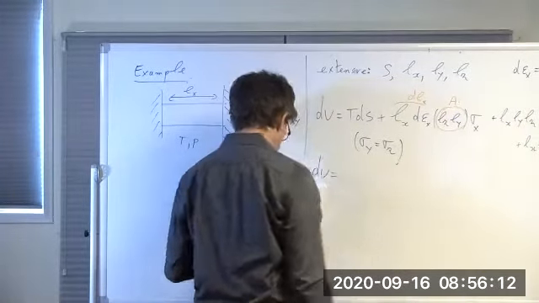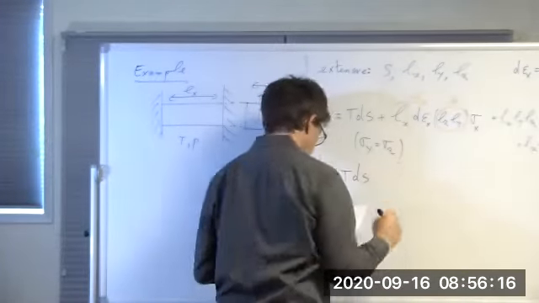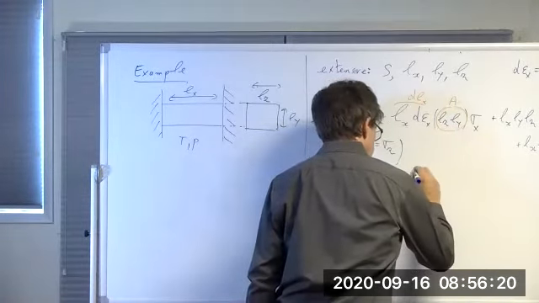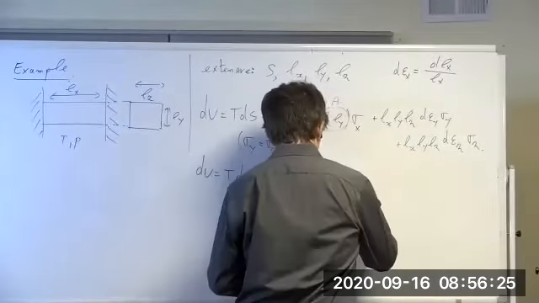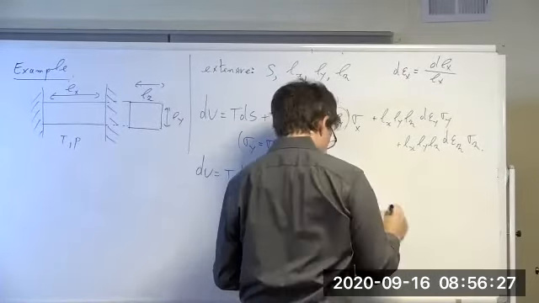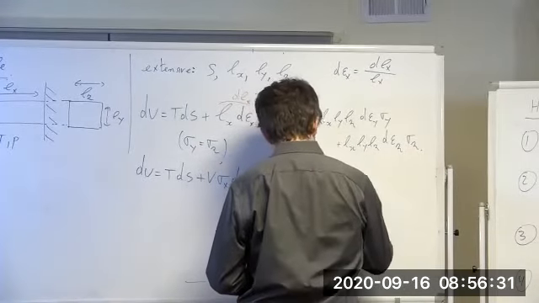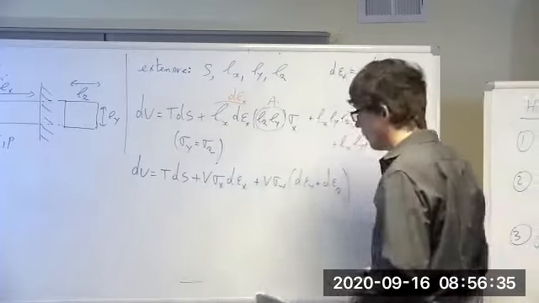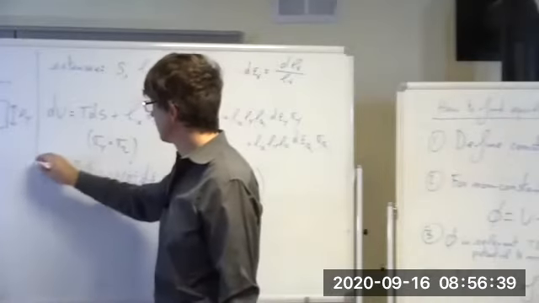So I can now reduce dU to write it as TdS plus V sigma x d epsilon x plus V sigma y (d epsilon y plus d epsilon z). So this is the first law differential.